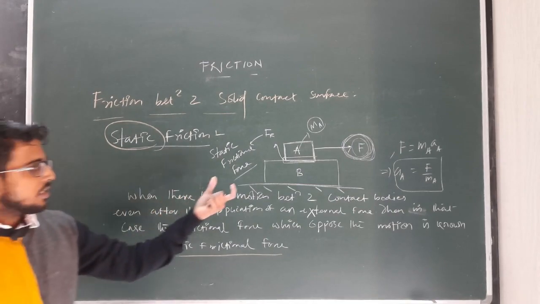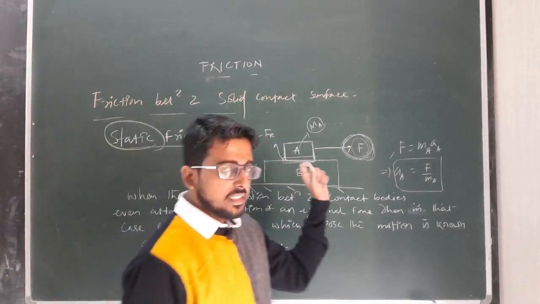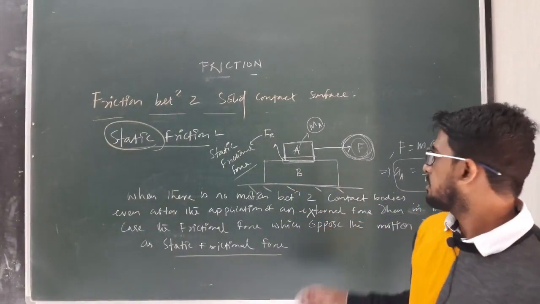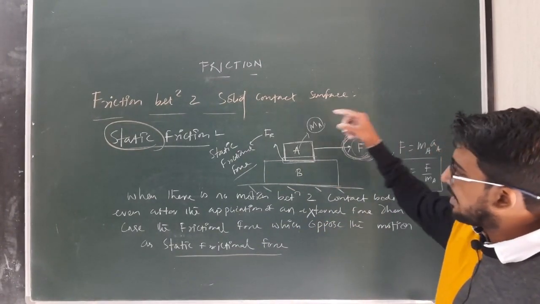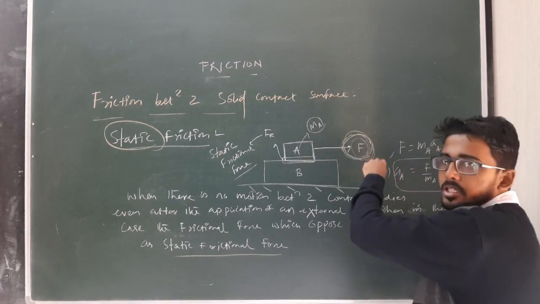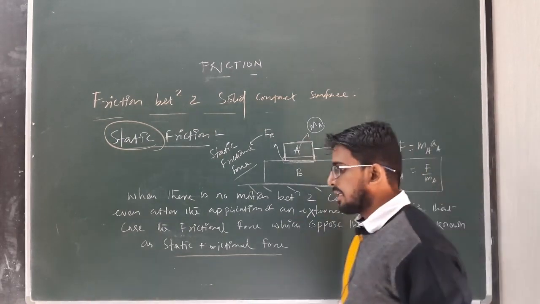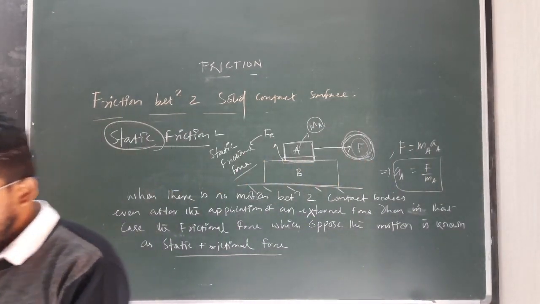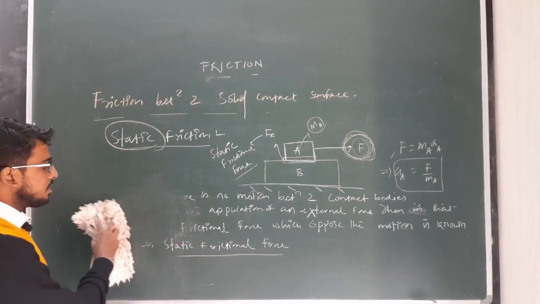Clear? As here there is no motion or the complete system is static even after the application of the external force F, then at that instant the force of friction which opposes the motion or the intention of the external force is known as static friction. Clear? So what is the magnitude of static friction?